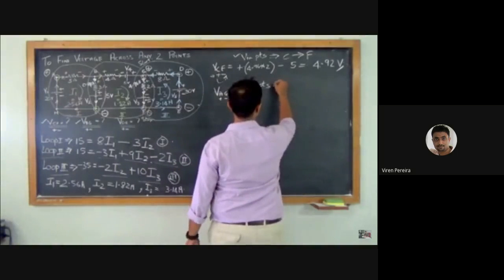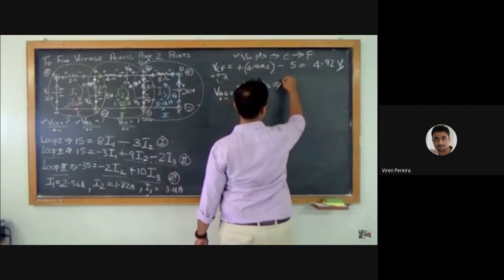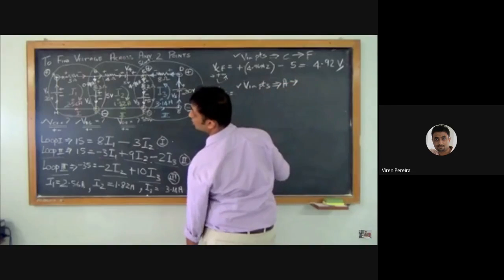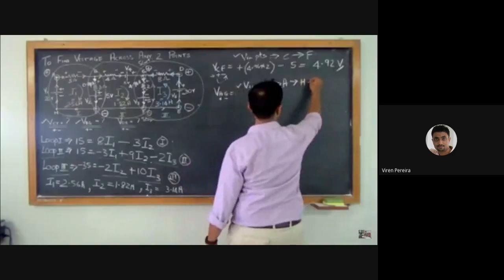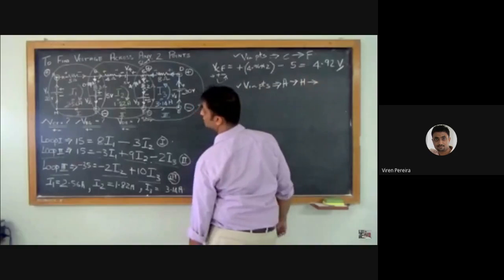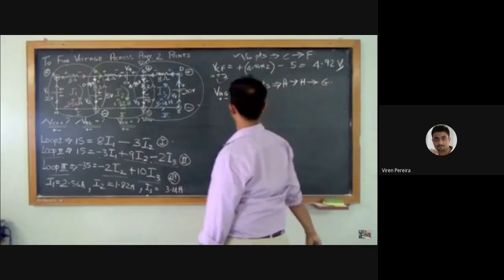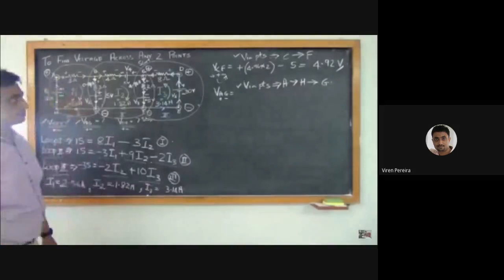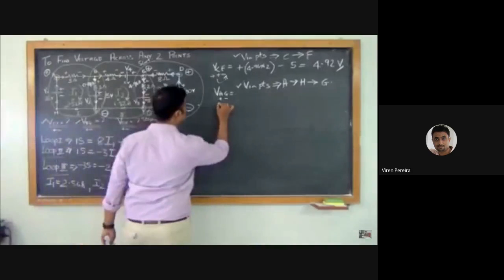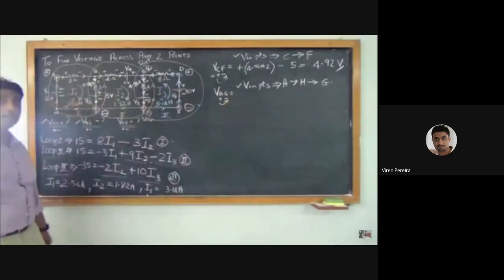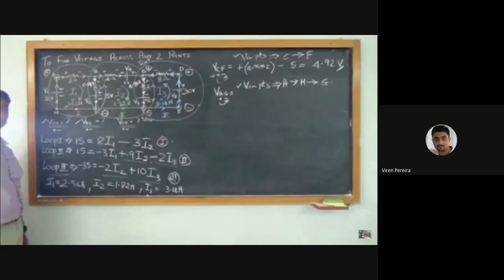So via points A to H and H to G. And I'm assuming my way is from A to G. So A is my start point and G is my end point or my stop point. Moving from A and going to G.